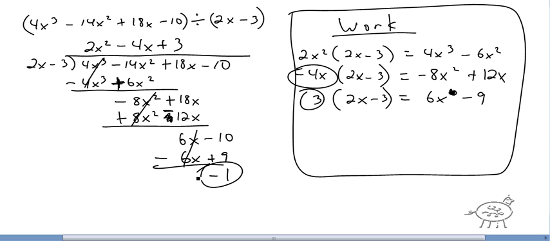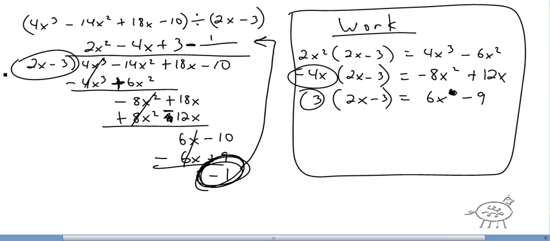Now, math fans, I don't have a remainder of 0. I have a remainder of negative 1. This is how you deal with remainders. That remainder goes on top here, but you don't write remainder 1. You write minus 1 over, that's the minus 1 right there, so the negative comes from there, and that's 1. See that 2x minus 3? That goes there. And that's your answer: 2x squared minus 4x plus 3 minus 1 over 2x minus 3. Does that make sense to everybody?